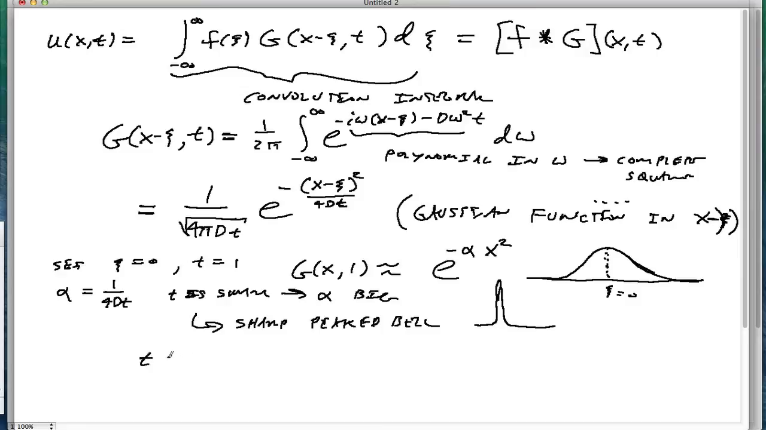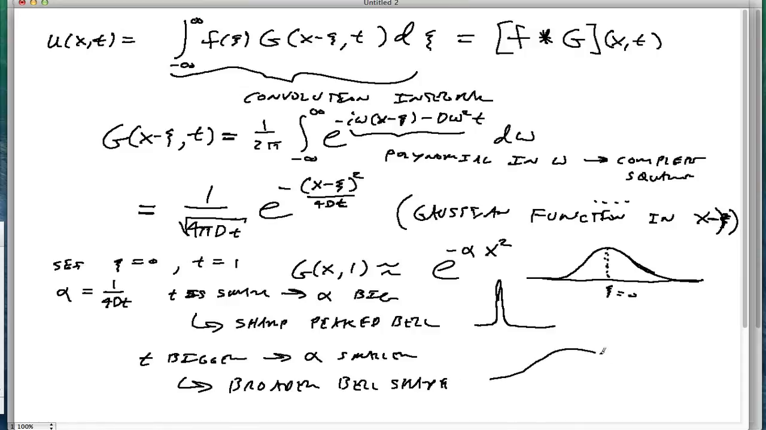And now as time gets bigger, that means that alpha gets smaller, and that means a broader bell. So something like that. And as time keeps getting bigger and bigger, the bell shape will get broader and broader like that. Okay. So the idea now is this looks a lot like what we think diffusion would be.